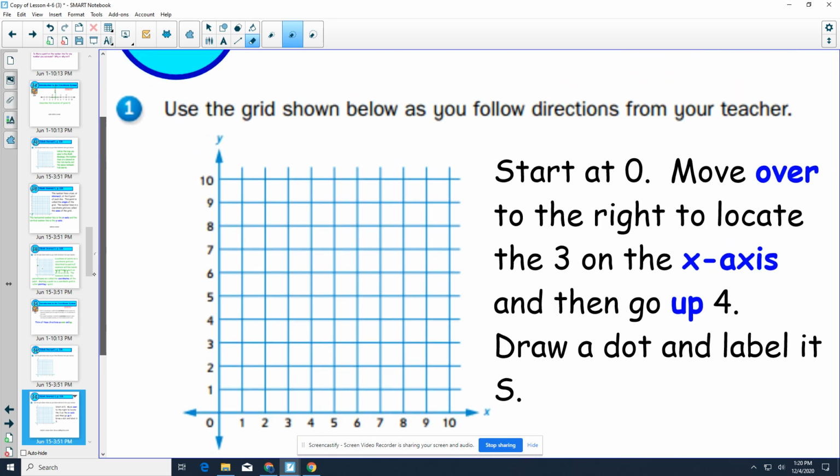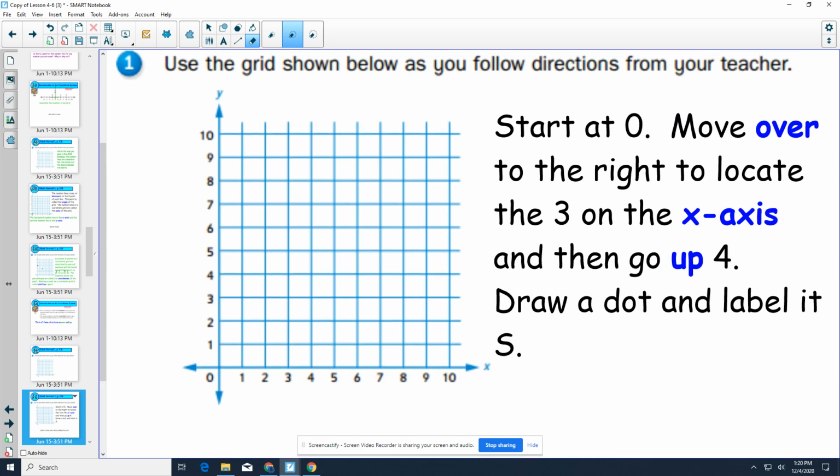Look at the directions here. It says start at 0, move over to the right to locate the 3 on the x-axis, then go up 4. Draw a dot and label it. So take a moment, pause your video, mark that, and then come back.